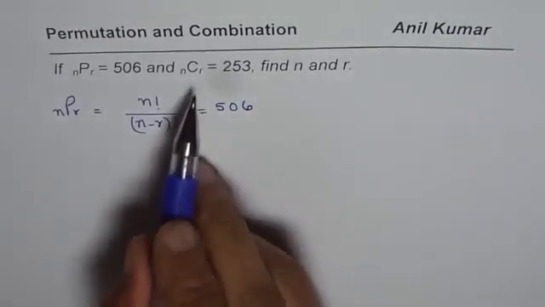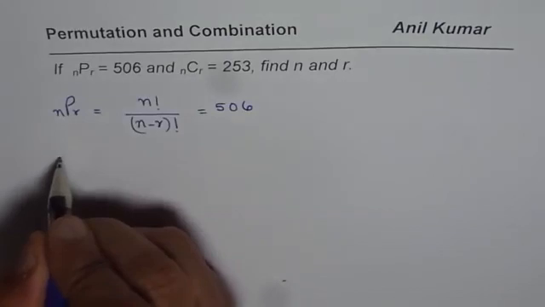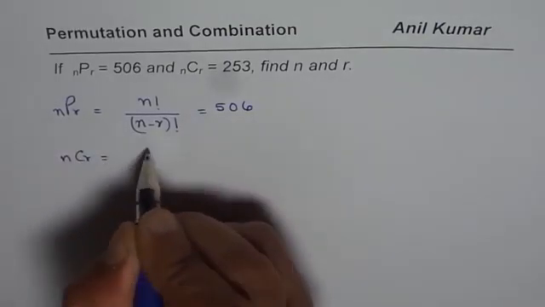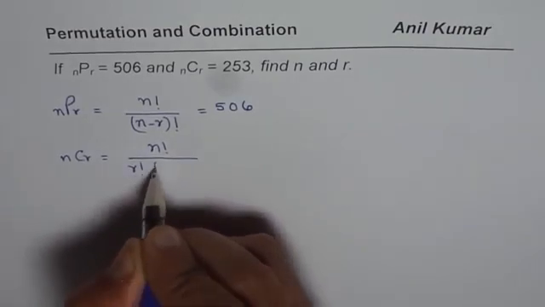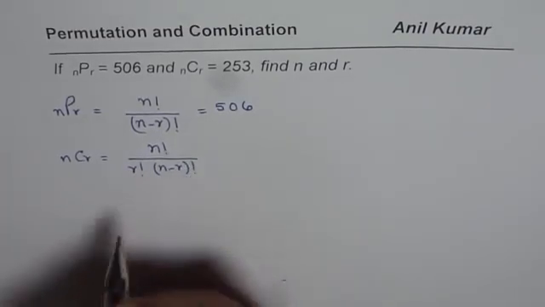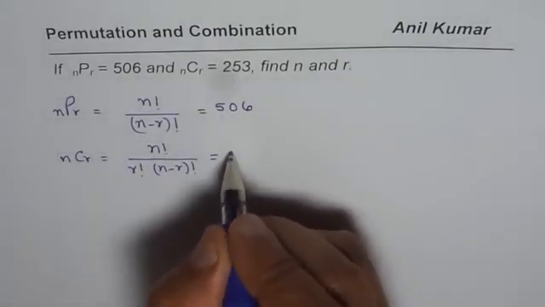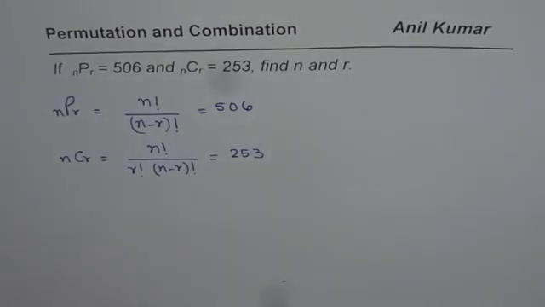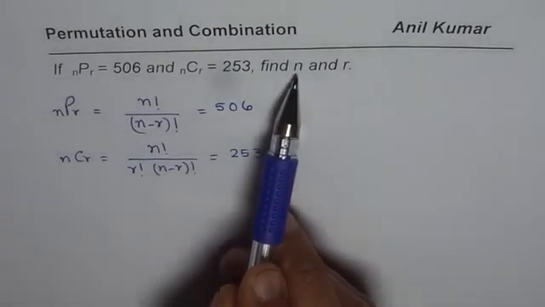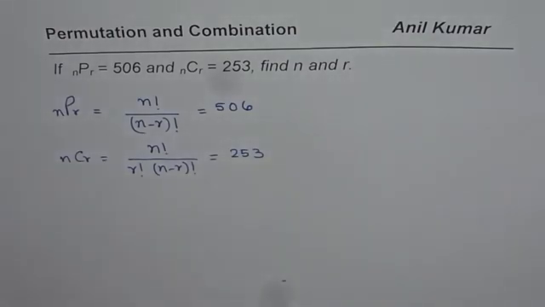506. Now as far as nCr is concerned, nCr is equal to n factorial by r factorial times (n minus r) factorial, and that is given to us as 253. Okay? So this is what is given to us, and from here we need to find what n is and what r is. I hope that is clear. Now you can pause the video, answer the question, and then look into the suggestions.